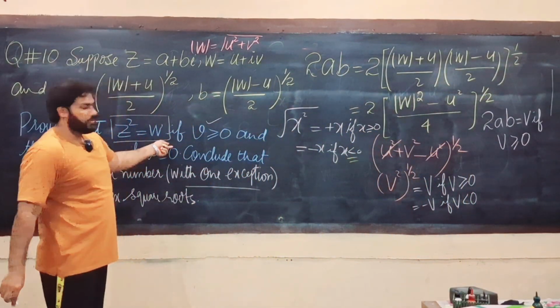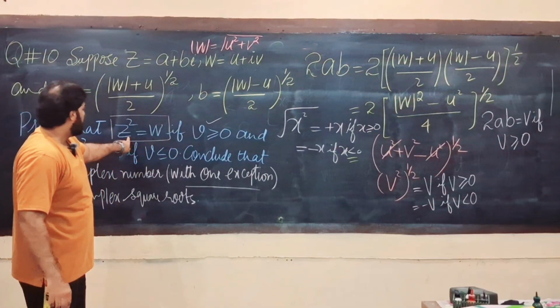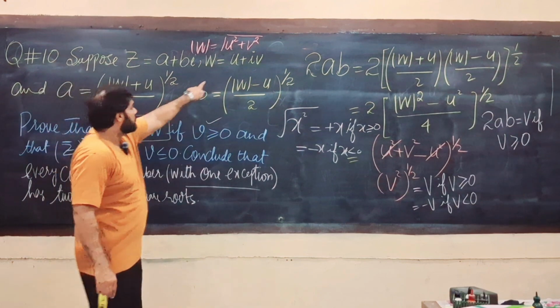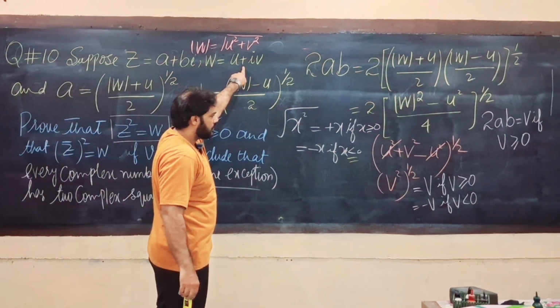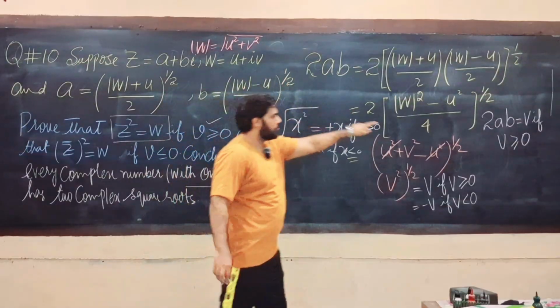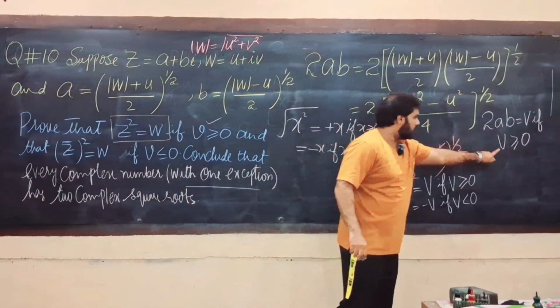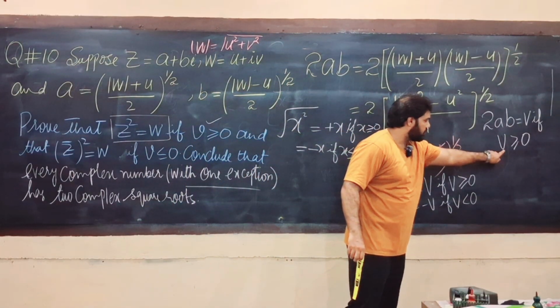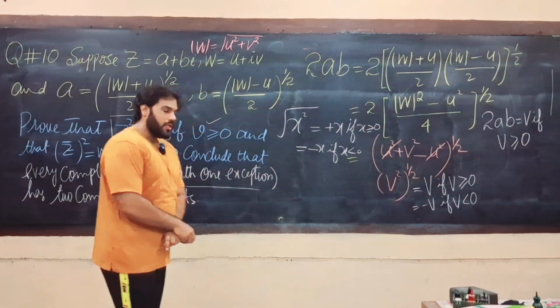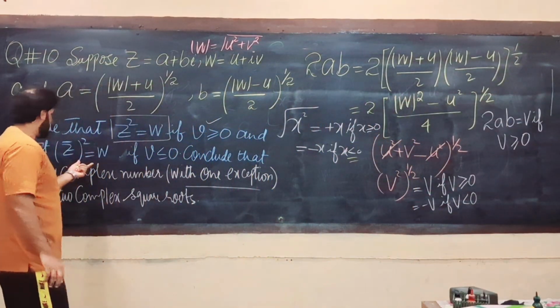So from here we can say that Z square is equal to W, and W is U plus iota V, where U is equal to A square minus B square, and V is equal to 2AB. This is possible when V is greater than or equal to 0. Similarly, you can prove its second part.